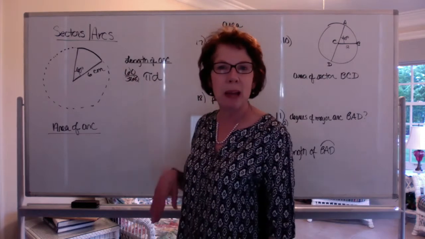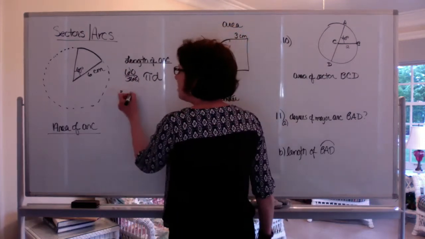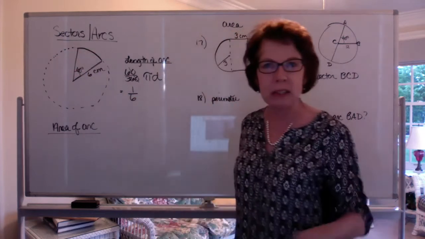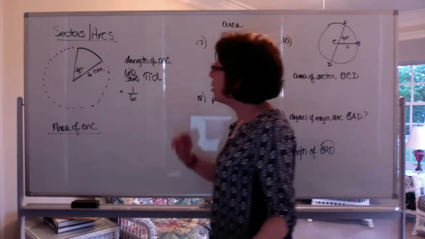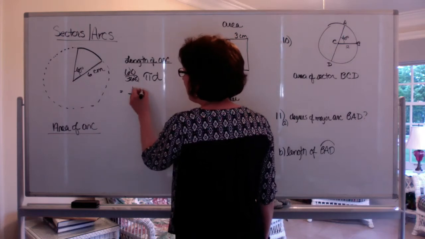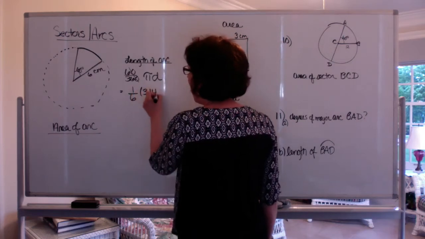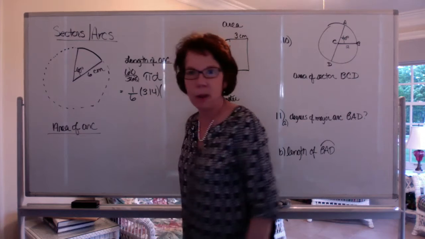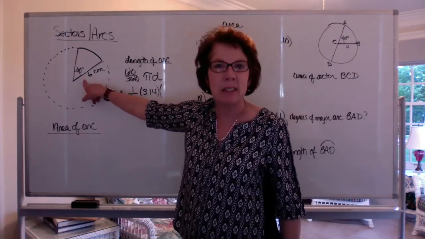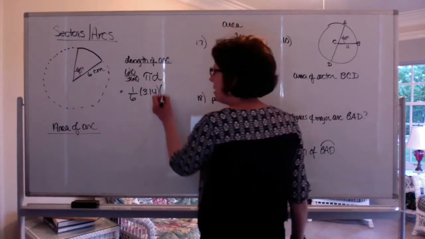6/36, after I cancel out my tens, is 1/6. And so that arc is 1/6 of the complete circumference. Now, we're going to go ahead and use, what are we going to use for pi? Let's use 3.14. And what is my diameter? Careful, the radius is 6, double it, the diameter is 12.